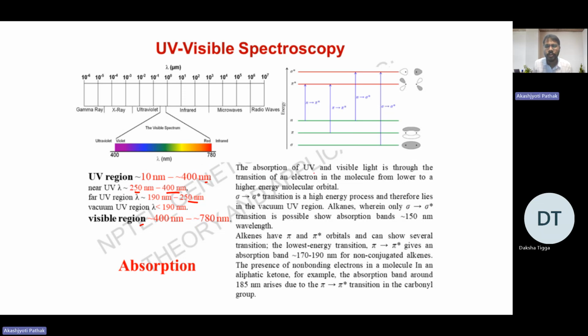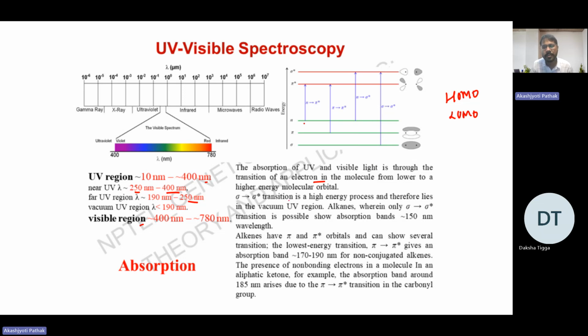The absorption of UV and visible light is through the transition of an electron in the molecule from a lower to a higher energy molecular orbital. In chemistry, you must have learned about the concept of HOMO and LUMO. So these different transitions take place when you are exciting the molecule with radiation in the visible region. It can transition from n to pi star. The molecule can transition from pi to pi star. The molecule can transition from n to sigma star or sigma to sigma star.